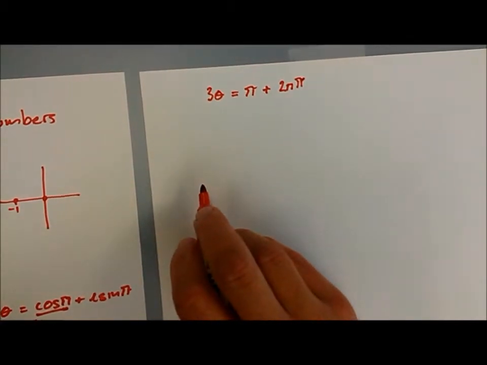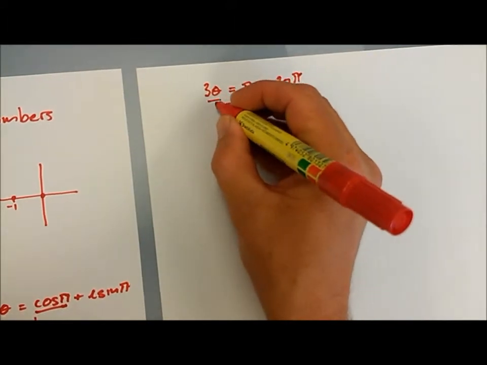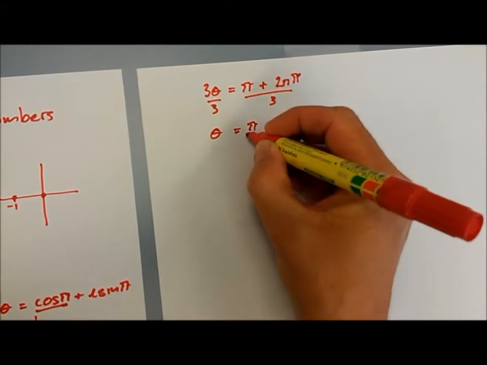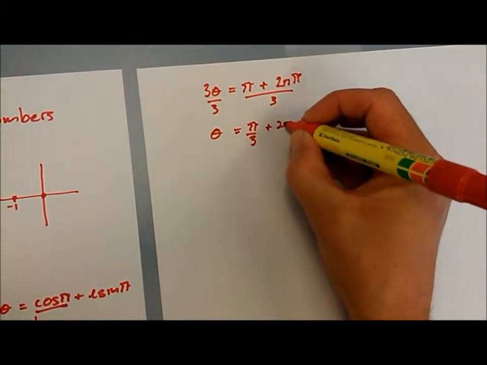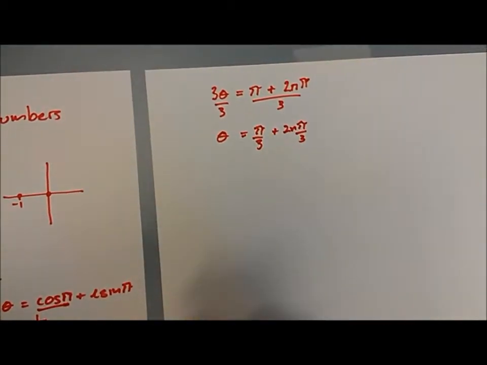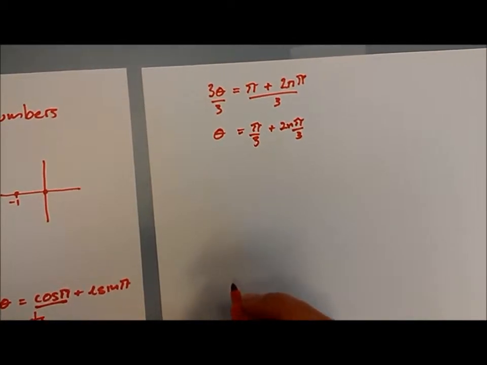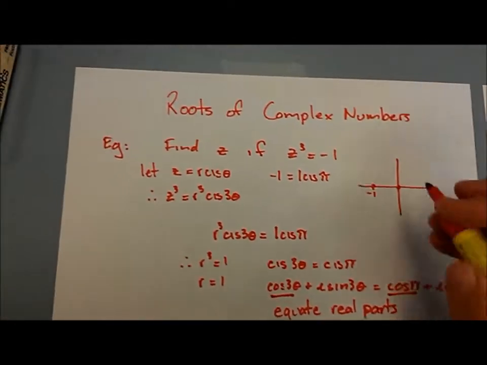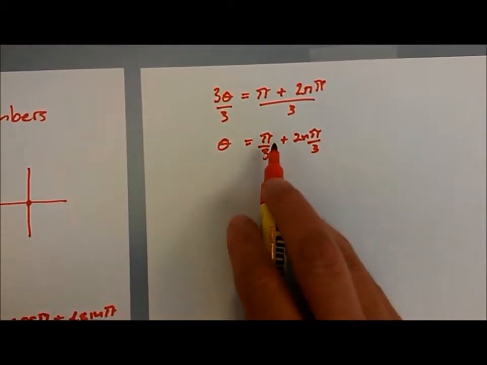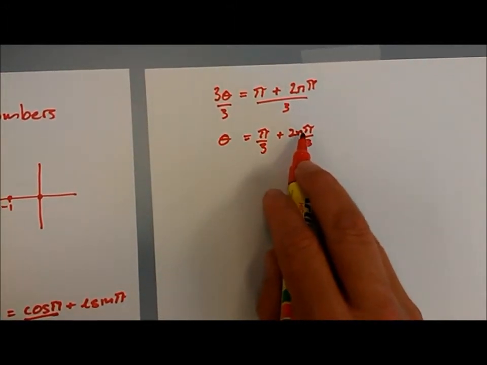Now what I want to do then is to get just theta. So I want to divide everything by 3 and get θ is equal to π/3 plus 2nπ/3. And so now I can start to explore my solutions for z. I know now that z is r(cos θ + i sin θ), r is 1, and θ is π/3 plus 2nπ/3. So I just need different values of n.